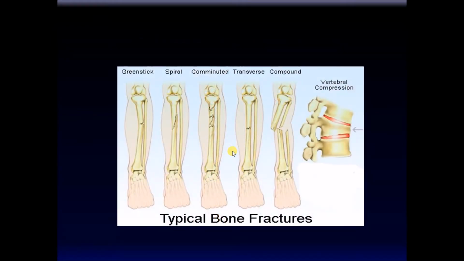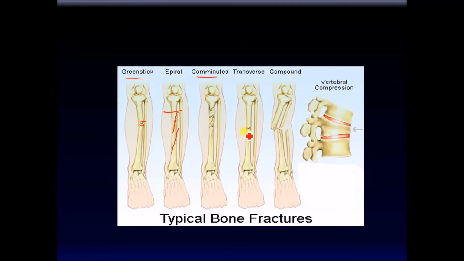We'll talk briefly about disorders of the bone or injuries of the bone. This picture shows different types of fractures that can occur. A fracture that is not through and through like this is called a greenstick fracture. This is a spiral fracture, which is kind of like a longitudinal fracture. Instead of going like this, it's more like this. A comminuted fracture is where the bone is smashed into small pieces like this.